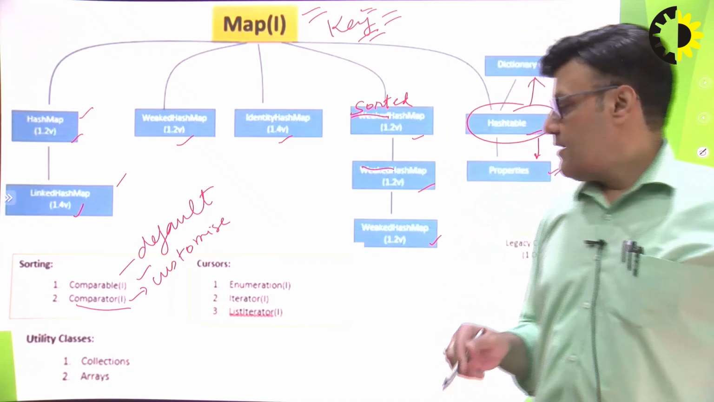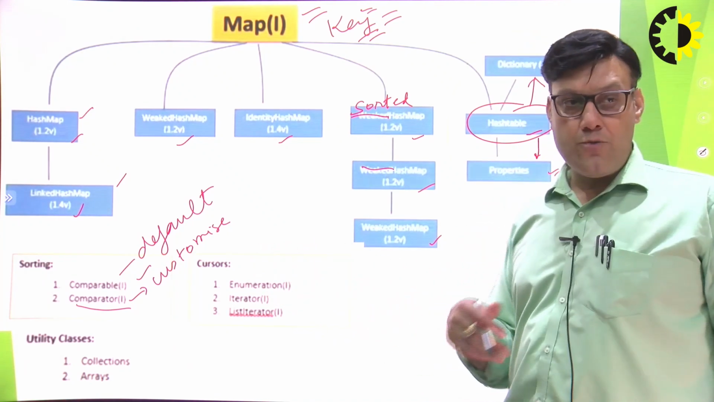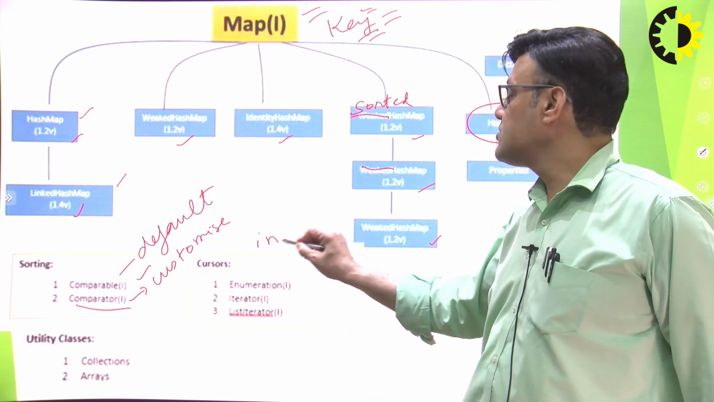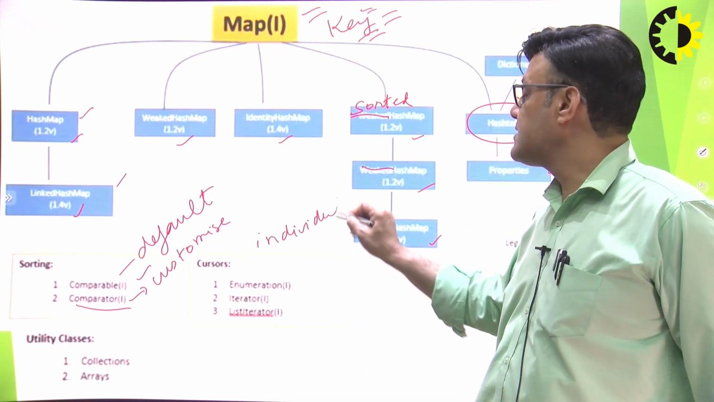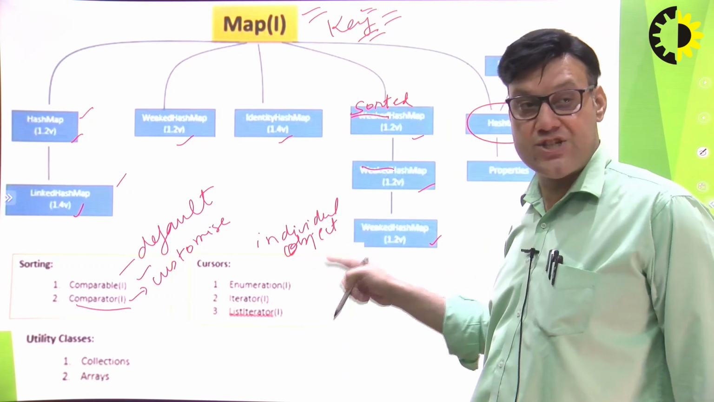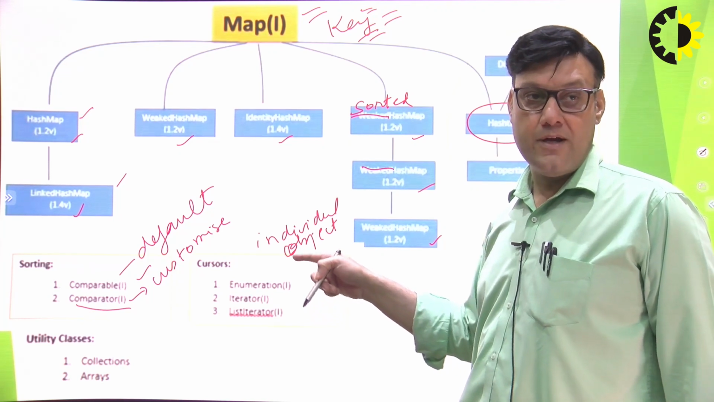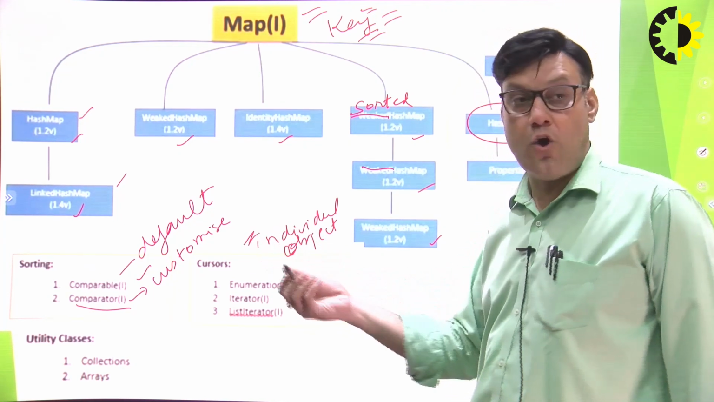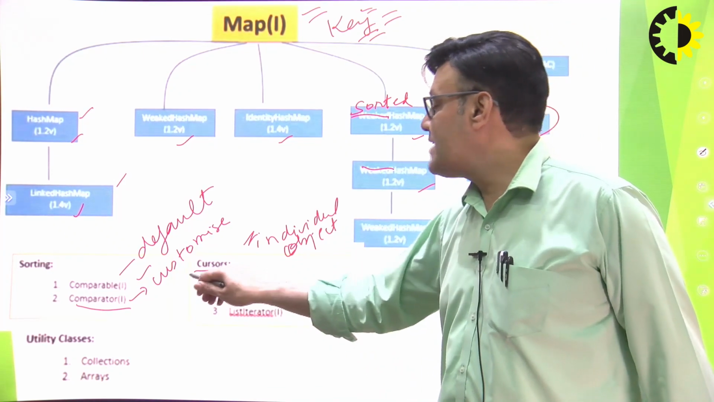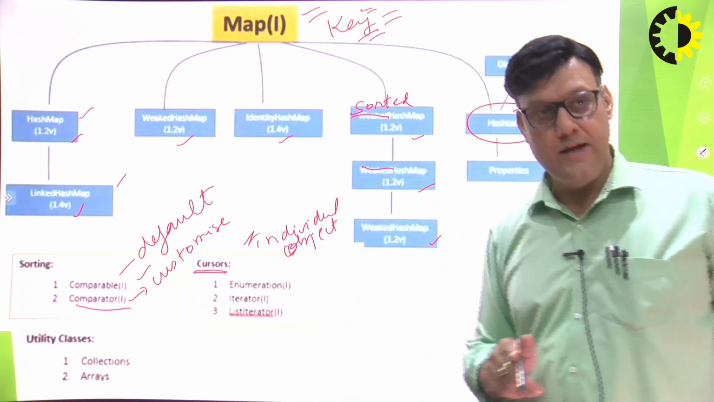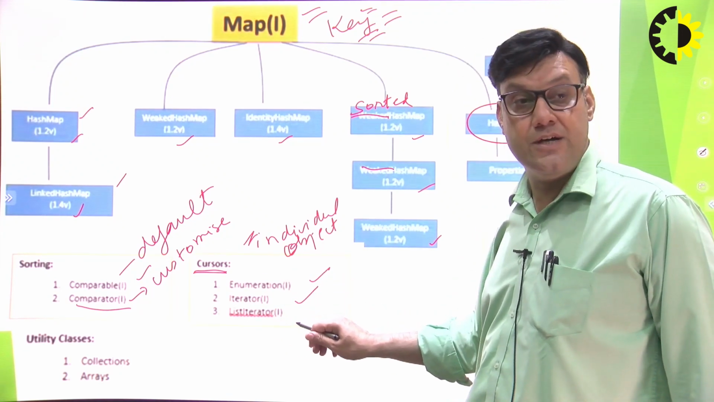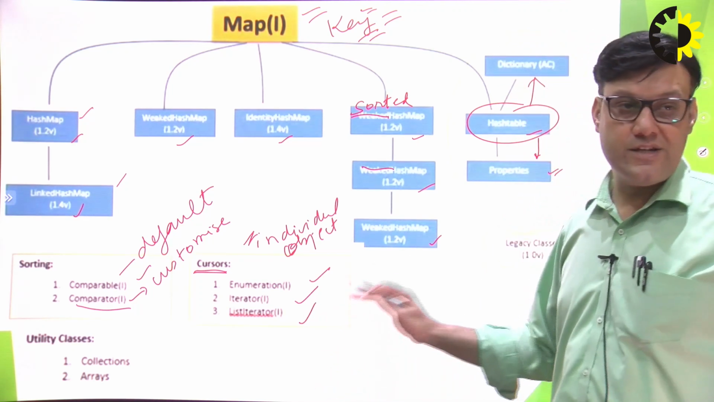Now, for example, we want to perform a number of operations on individual objects, and those individual objects are in the collection. We want to get objects one by one. Then there is a concept in collection called cursors. Under cursor we have the enumeration interface, iterator interface, and list iterator interface. These are the three cursors.